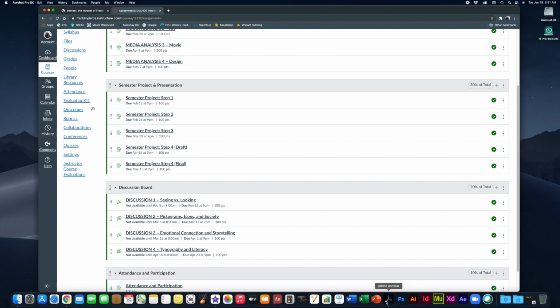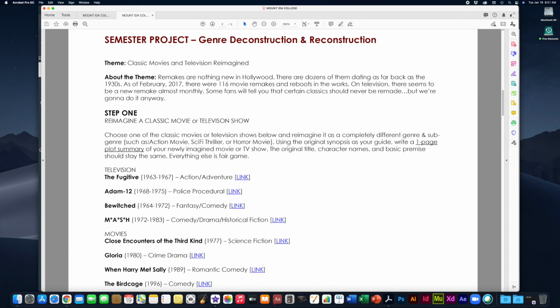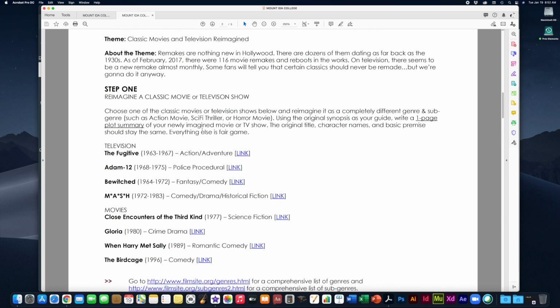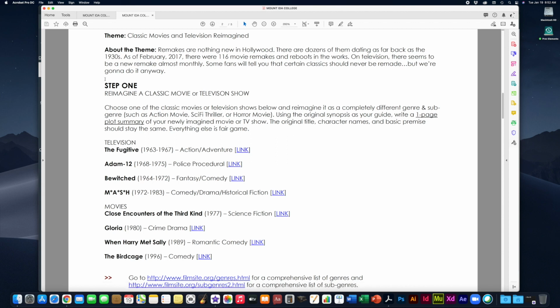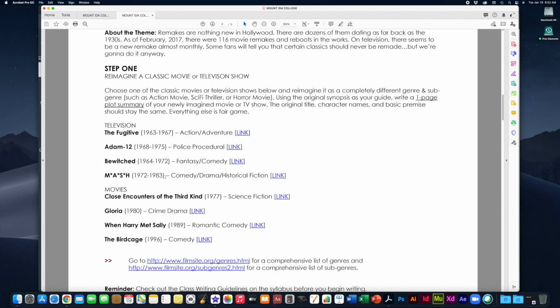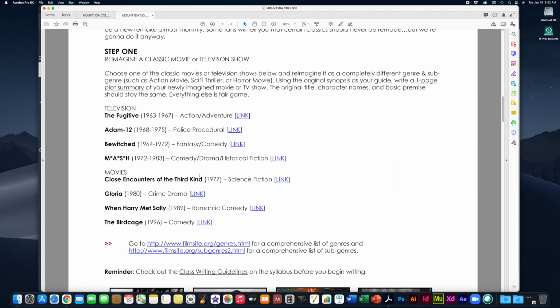So we are going to continue along with this. And again, remember, you were to choose a classic movie or television show from the list here. You were going to reimagine it into a different genre and subgenre. And then you're going to write a new updated plot summary. So that is step 1. All the details are right here in the handout or over in assignments on Canvas. So don't forget about that.